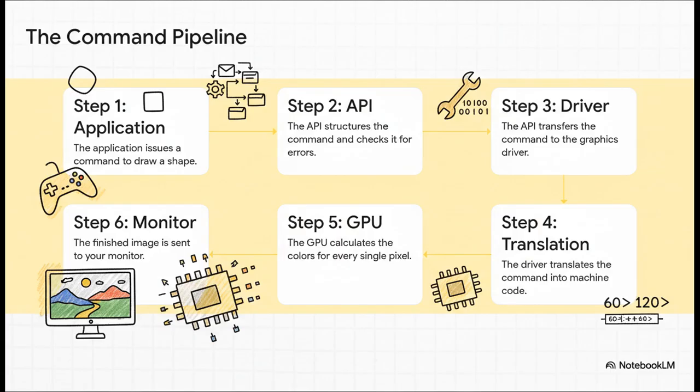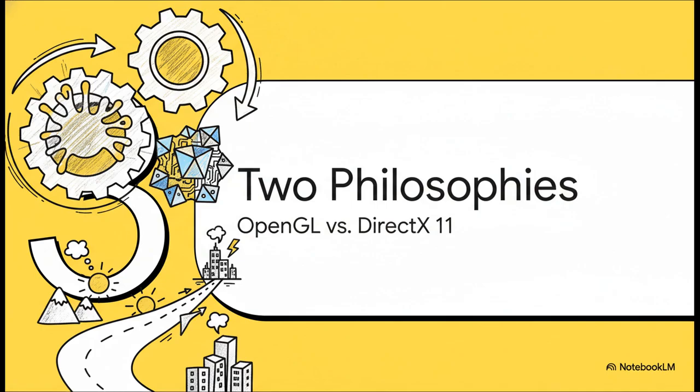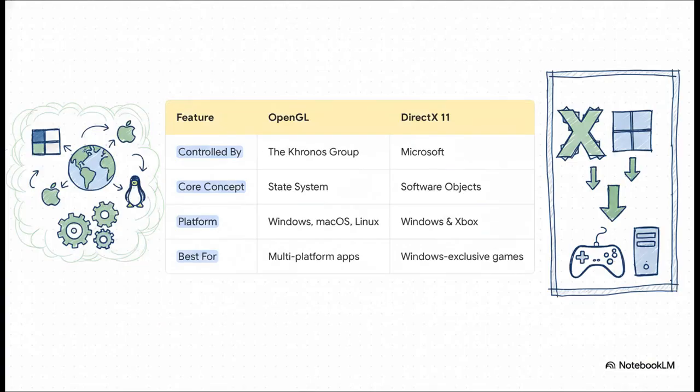It's insane. All right, now, for a long time, there have been two major players in this space, kind of like two dominant languages for developers to choose from, OpenGL and DirectX. And they really do represent two very different philosophies on how to get the job done. So these two have fundamentally different ways of thinking.